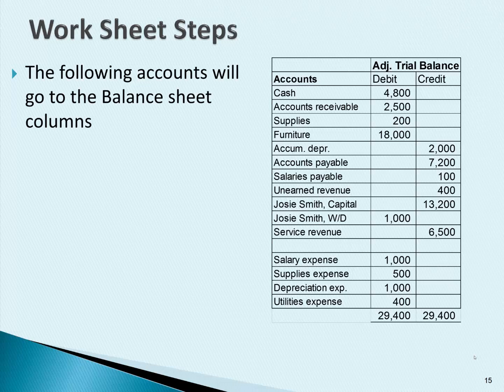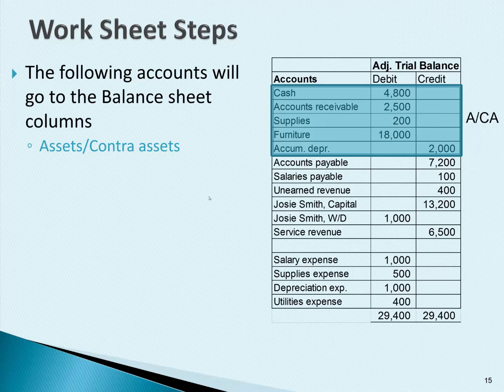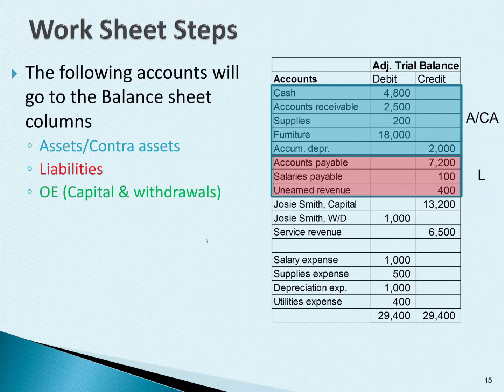So the formula for the balance sheet is assets equals liabilities plus owner's equity. So that means we need to bring over the assets and the contra assets. And in this case, that happens to be from cash through accumulated depreciation. Remember, accumulated depreciation is a contra asset. It's opposite the furniture account, since it's showing that the furniture account is slowly wearing out over time. We also need to bring over our liabilities, which is AP, salaries payable, and unearned revenue. And then we bring over our equity accounts, and in this case, we'll also bring over withdrawals.